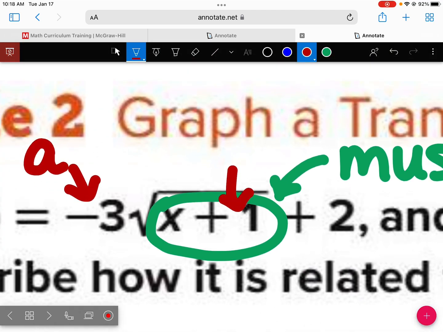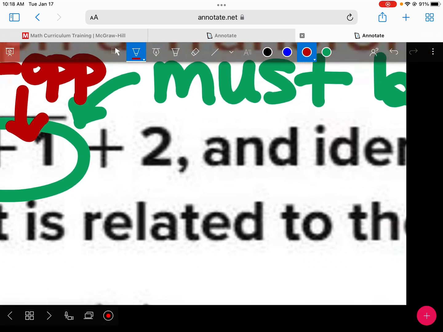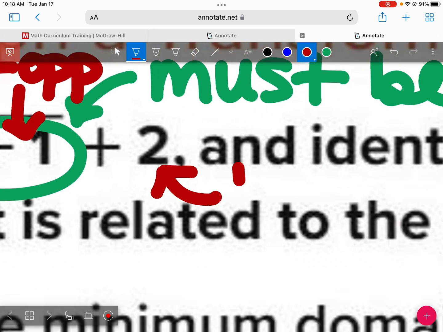Inside this radical is where I see the opposite of H. That shifted my parent function. And then back here we have K. I'm going to put the parent function back up on the screen so that we can compare and contrast. But what do you notice about this point compared to where that first point on the table was for the parent?